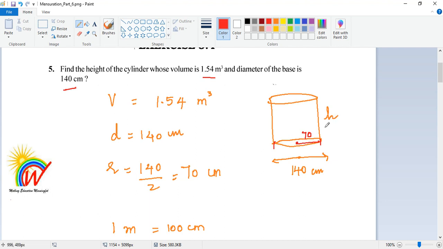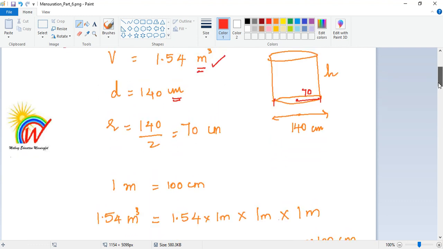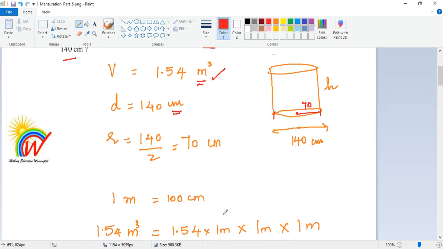They have given the volume as 1.54 meter cube, but the diameter is given in centimeter and volume in meter cube. When one is in centimeter and the other is in meter, you can't proceed with the same value. So you will have to either convert the centimeter into meter, or the meter into centimeter. Either way. Now I am going to convert the meter into centimeter. I know that 1 meter is 100 centimeter. You are supposed to know this conversion.